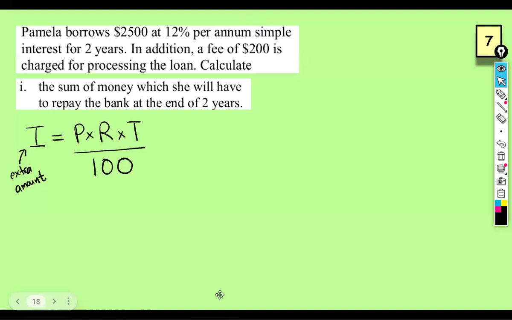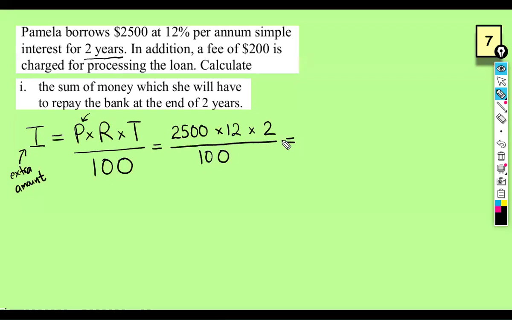So the principal is how much she planned to borrow in the first place. So she goes to the bank and says, hey, I want $2,500. They say, all right, that's called the principal. So they give you the $2,500 to spend. But when it's time to repay them, you're going to have to pay more than $2,500. The rate is 12. And T is time. Time is always in years. So in this case it is just 2 years, so you just put 2 divided by 100.